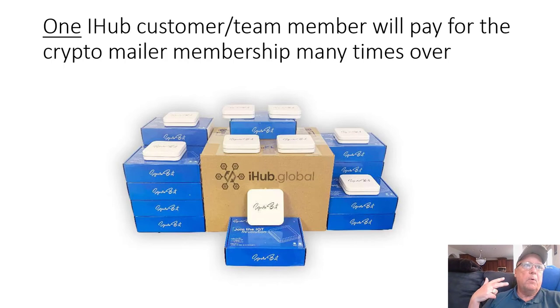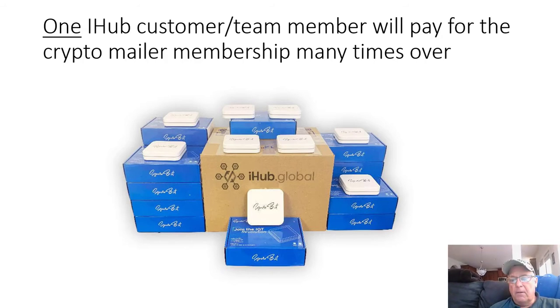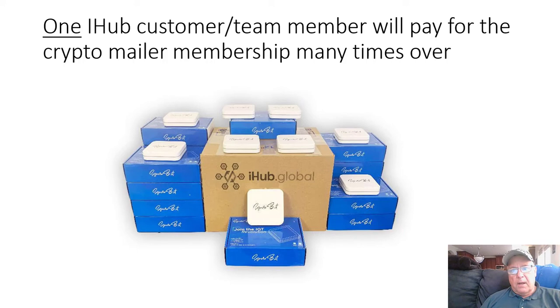So my thoughts at this point, I think there's two membership levels. We'll look at it here in a minute. If I remember correctly, one was around $20 for a lifetime membership and the other one was around $40. And I'm thinking, okay, $40 lifetime membership, one iHub Global customer or team member will pay for the crypto mailer membership many times over. If it's legit, if they're mailing out, et cetera, and it appears that it's all above board from that standpoint. So that's my thought process.